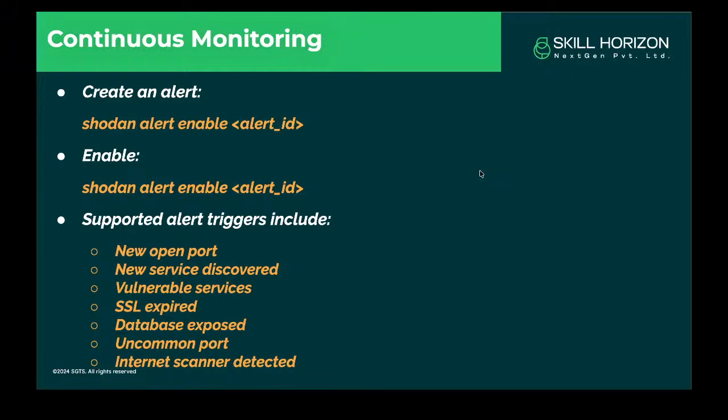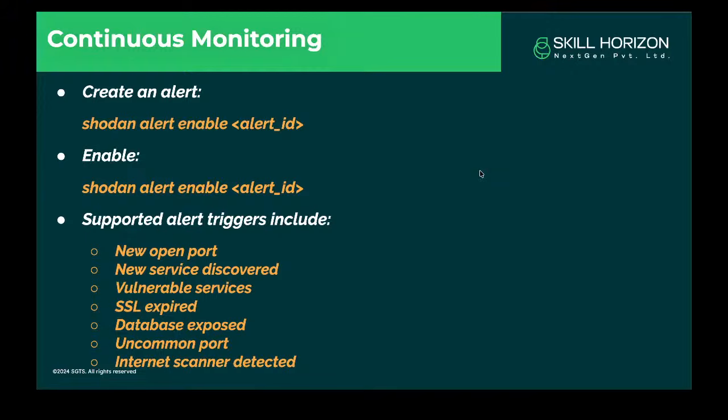So why do you need the Shodan alert triggers? Because if some new ports are opened, some new services discovered, any vulnerable services, SSL expired, database exposed, uncommon port, or internet scanner detected, Shodan will give you an alert. So we can use the Shodan CLI tool for mapping purpose also, for continuous monitoring, and that's the work you are doing as a blue teamer, right?